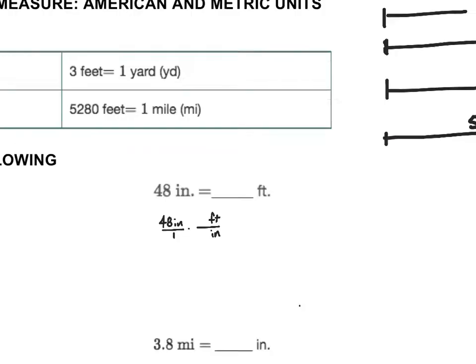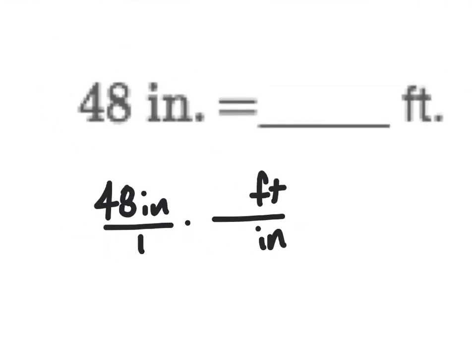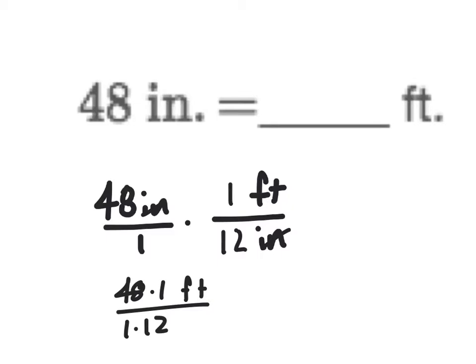So what I do is I come down over here and say, all right, if I have 12 inches, that's equal to 1 foot. So my inches divide out, and I'm left with 48 times 1 foot divided by 1 times 12, and that's it. When I make this fraction and multiply it by another fraction with different units, I'm changing the units and putting it into a different unit.